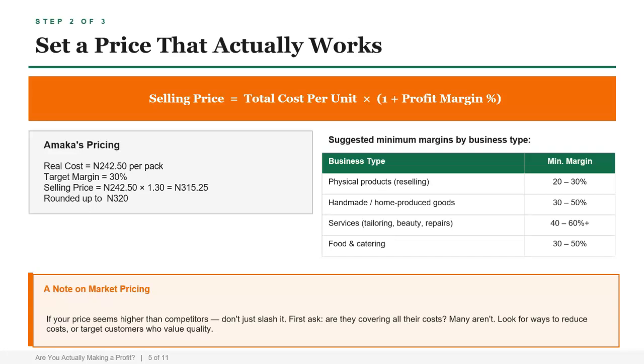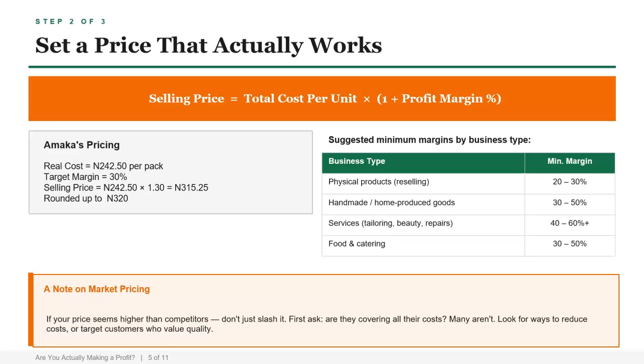I've made some rough suggested minimum margins by business type. If you have a physical product, maybe you're reselling things, a minimum of 20 to 30% margin. Handmade home-produced goods, 30 to 50%. Then services: tailoring, beauty, repairs, food and catering.